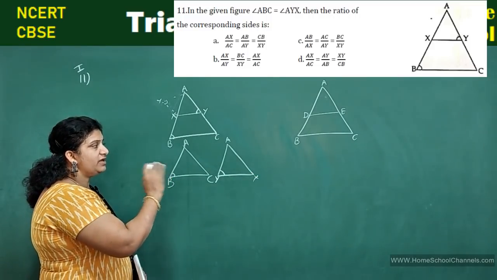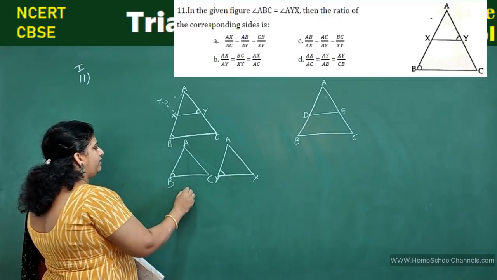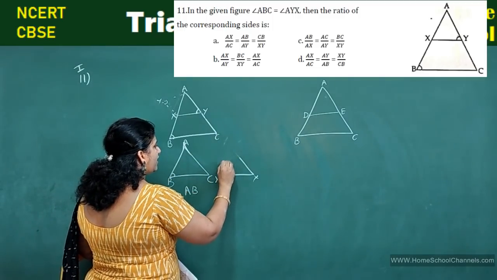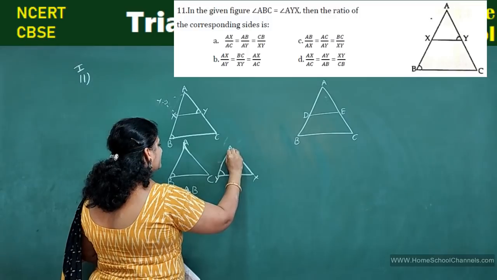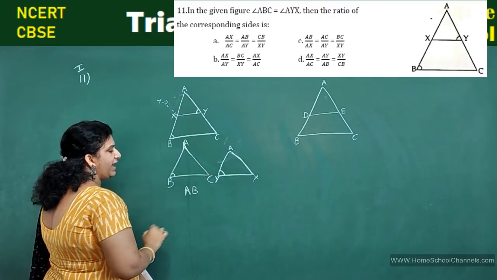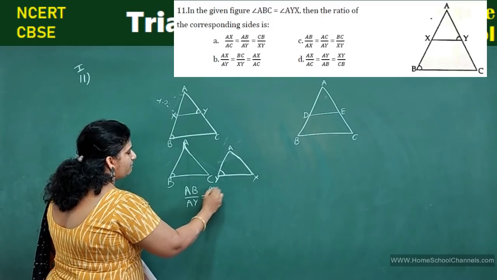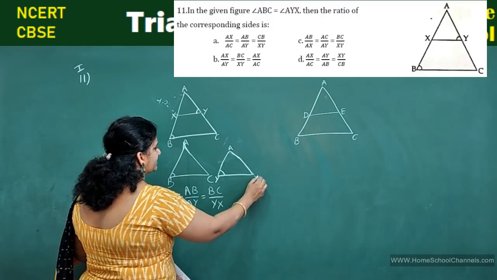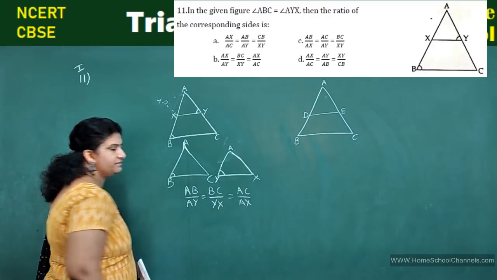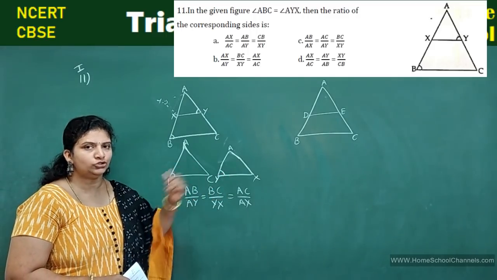Now, if the figure is like this, it is very easy to compare the corresponding sides. Now compare AB. This is the big triangle, whereas this is the small one. If you want, you can reduce the size. Okay. This is the small triangle A, Y, X. Now compare the corresponding sides. AB by AY, BC by YX is equal to AC by AX. This angle is equal as given, so accordingly I am comparing the two triangles.